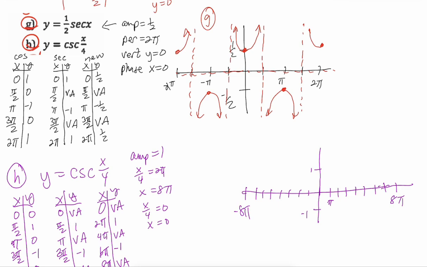So now we're ready to graph it. I know we're getting close on time here, so we can open up this page and look at this tomorrow. But again, let's put our vertical asymptotes on. We have one at 0 and at 4 pi and at 8 pi.